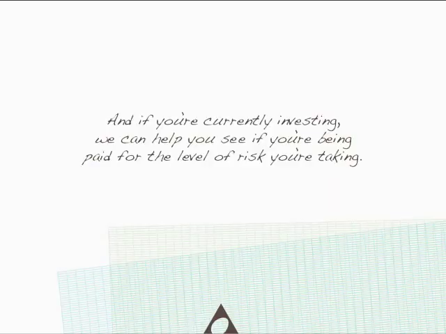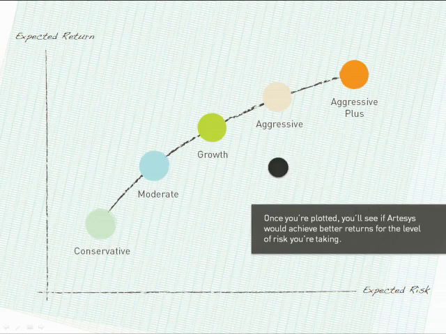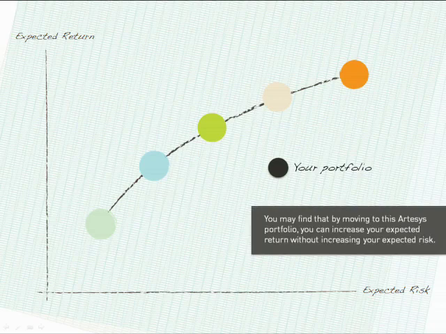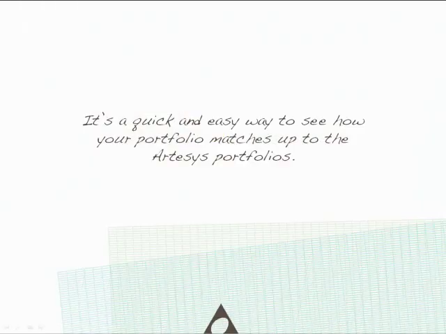And if you're currently investing, we can help you see if you're being paid for the level of risk you're taking. By using our free online tool called PlotMe, you can see how your investments perform compared to the Artesis portfolios. Once you're plotted, you'll see if Artesis would achieve better returns for the level of risk you're taking. You may find that by moving to this Artesis portfolio, you can increase your expected return without increasing your expected risk, or reduce your expected risk while maintaining the same level of return by moving to this Artesis portfolio. It's a quick and easy way to see how your portfolio matches up to the Artesis portfolios.